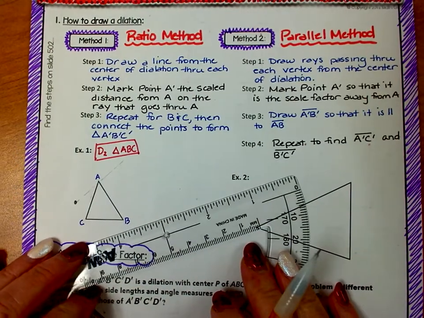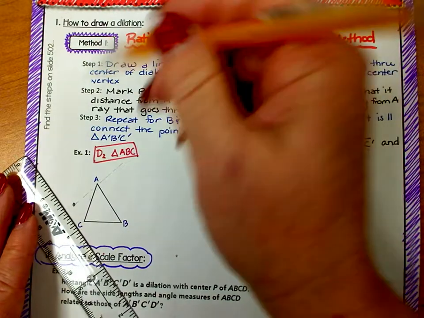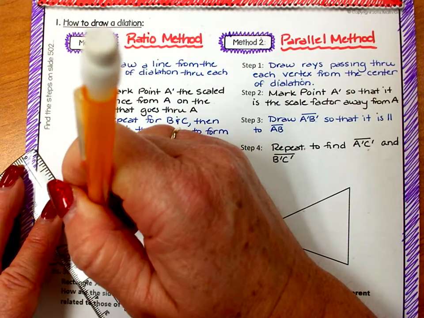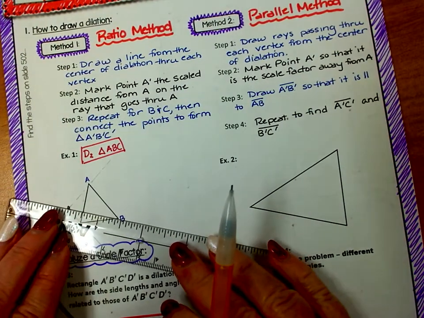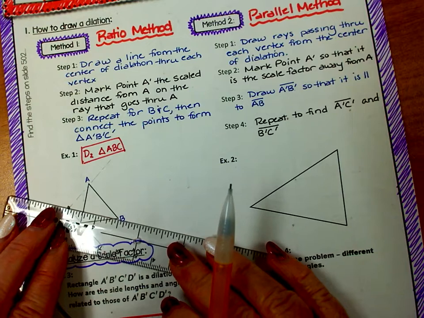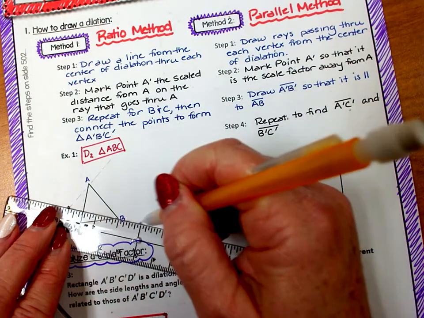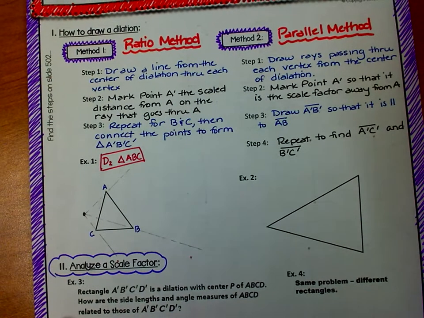Okay, so can you kind of see that through there? Then we're going to have another one that goes through vertex C from the center of dilation. And finally, we're going to have a third line that goes from the center through B. Okay, so we've got that going out there.